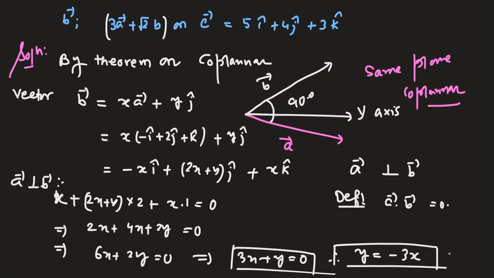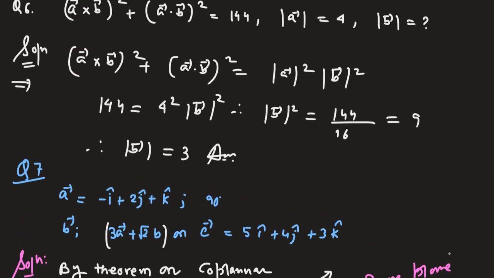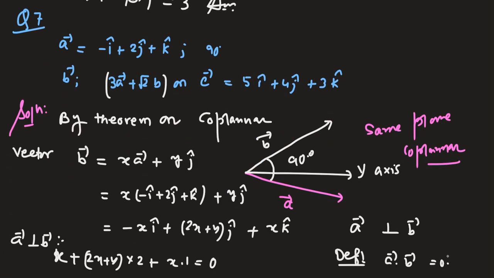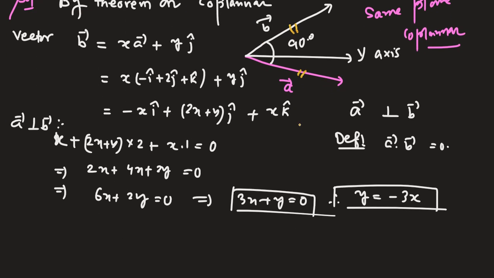Okay, now vector a is rotated through a right angle. So since vector a is rotated, we know the property of rotation: if you rotate anything in geometry, its length will not change. So therefore we have one more criterion: modulus of a is the same as modulus of b.